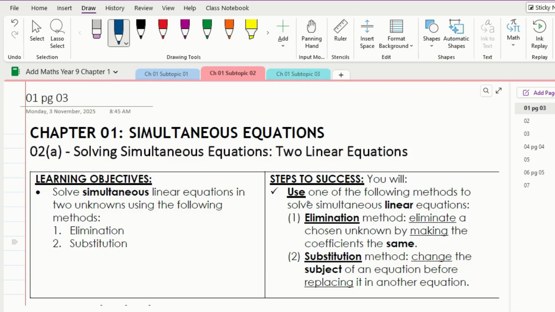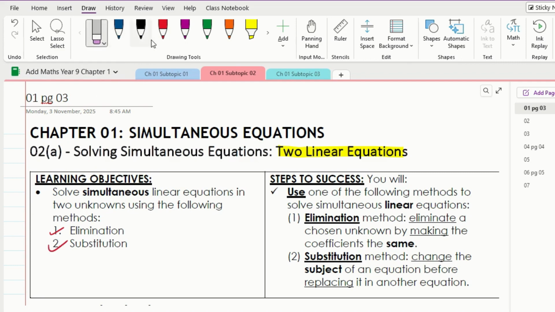Hi and welcome to another video on additional mathematics, continuing the simultaneous equation chapter. Now you are going to learn how to solve simultaneous equations, but you will focus first on two linear equations. For two simultaneous linear equations, you have to use the following two commonly known methods. The first method is called the elimination method and the second one is called the substitution method.